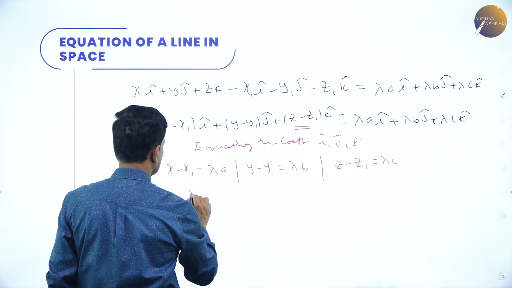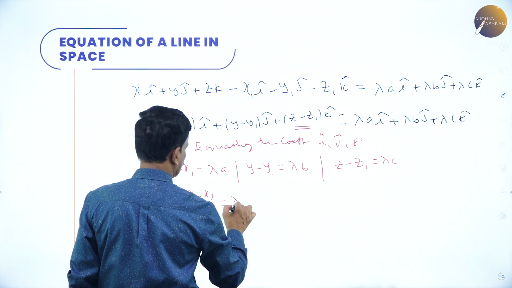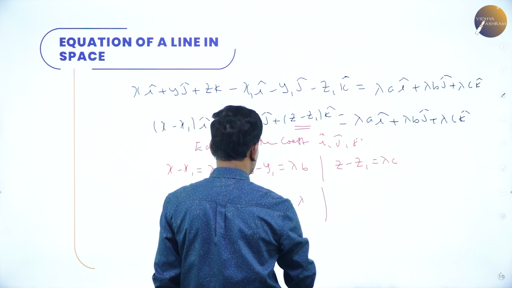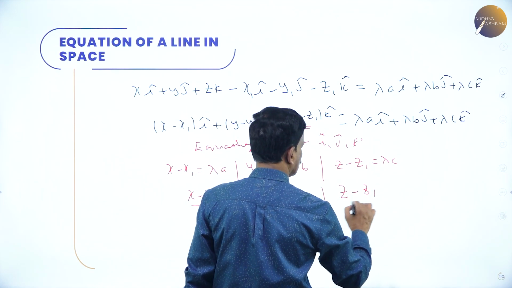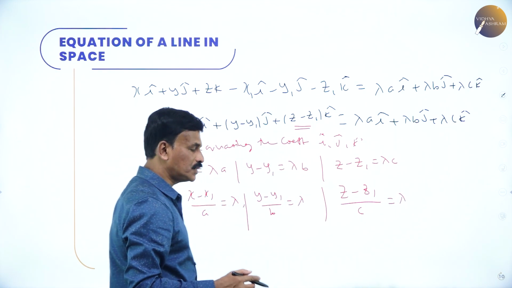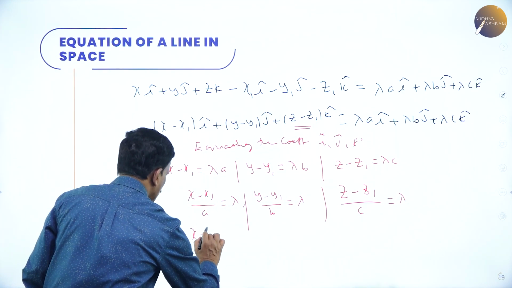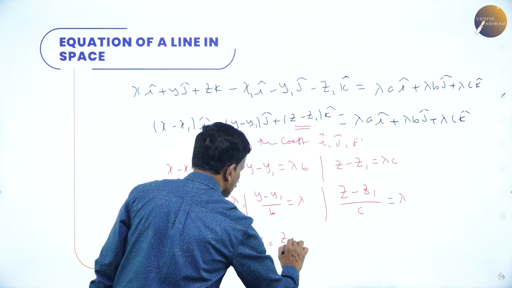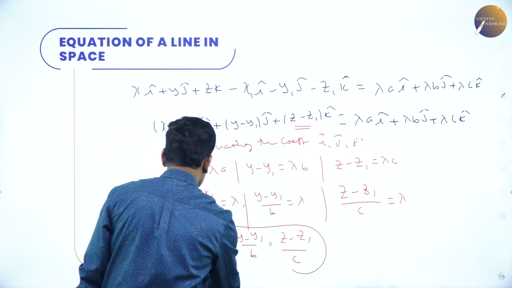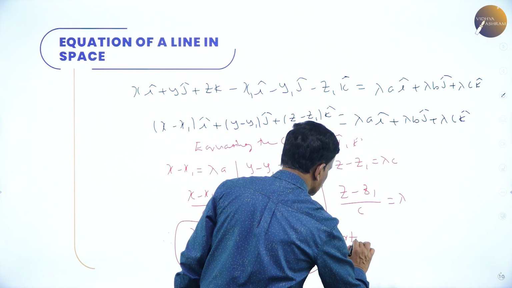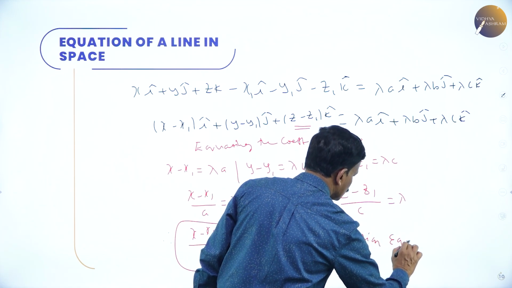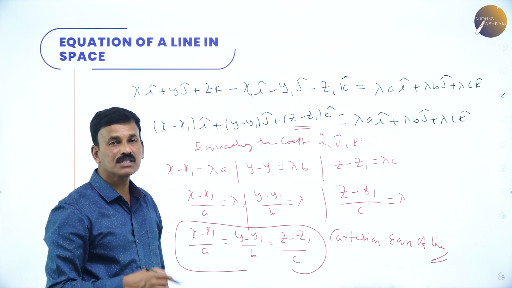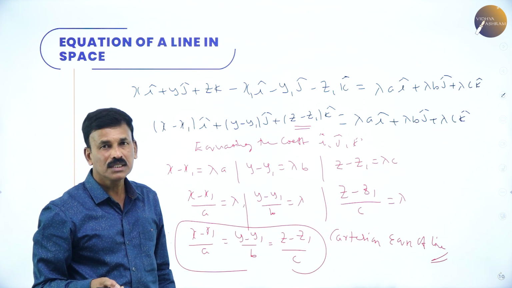Simplify this, that is x minus x1 by a is equal to lambda, y minus y1 by b is equal to lambda, and z minus z1 divided by c is equal to lambda. Therefore, the equation is x minus x1 by a is equal to y minus y1 by b is equal to z minus z1 by c. This is the Cartesian equation of a line. That's it. So, this is how we are going to derive it for 5 marks. Very important sure question from the point of view of examination.